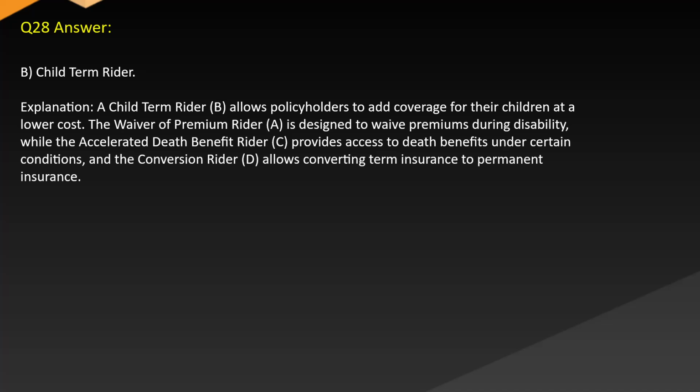Answer: B. Child term rider. Explanation: a child term rider, B, allows policyholders to add coverage for their children at a lower cost. The waiver of premium rider, A, is designed to waive premiums during disability, while the accelerated death benefit rider, C, provides access to death benefits under certain conditions, and the conversion rider, D, allows converting term insurance to permanent insurance.